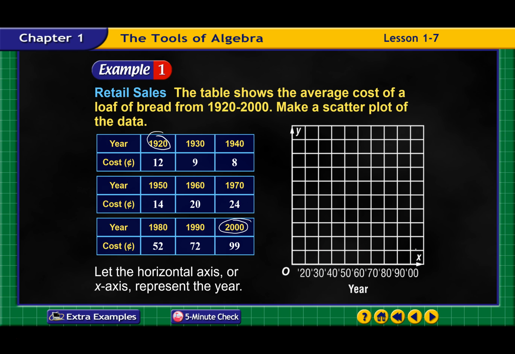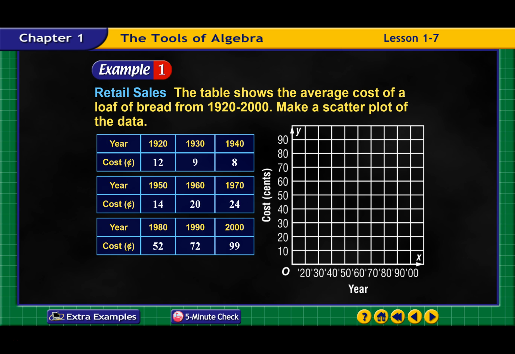Okay, so we're going to do the opposite in the other direction. Use the vertical axis, or the y-axis, to represent the cost. I look and see my lowest one's 8, my highest one's 99. So I should probably have 0 to 100 in this case, just to make sure I've got enough space on the graph to make it look good, so we don't have to draw something way up here for some reason.